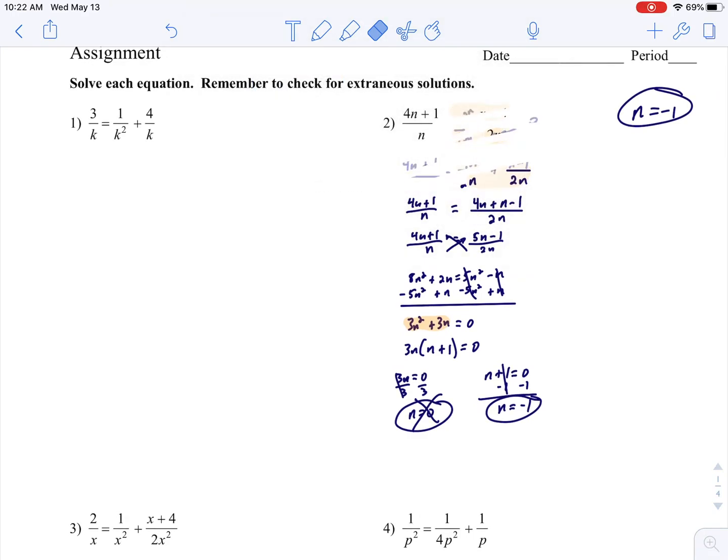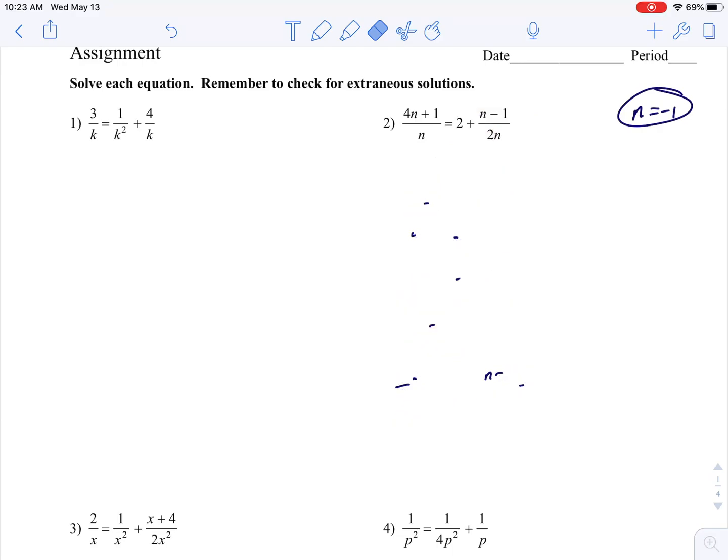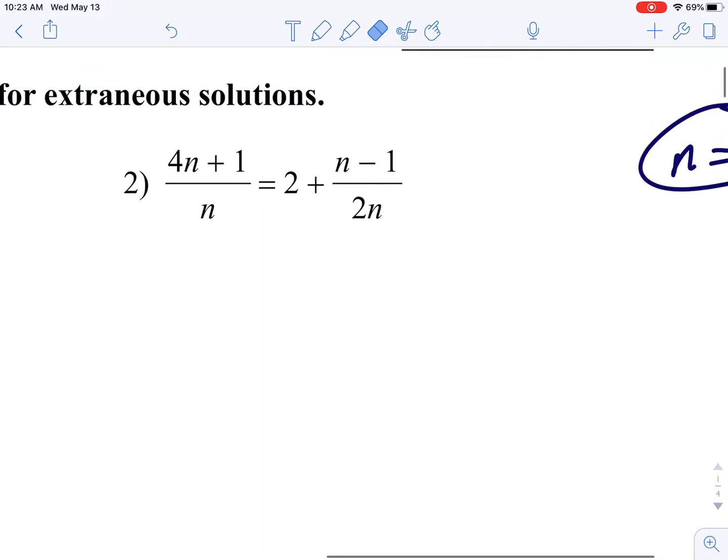So let me start this all over. I'm going to erase everything here. I'll leave the answer as a reference. But here's what you do. You do find a common denominator. This time find a common denominator for every single fraction, and even this one. So what's a common denominator for n, 1, and 2n? And the answer would be 2n. 2n is something that all three of these would divide into or cancel into.